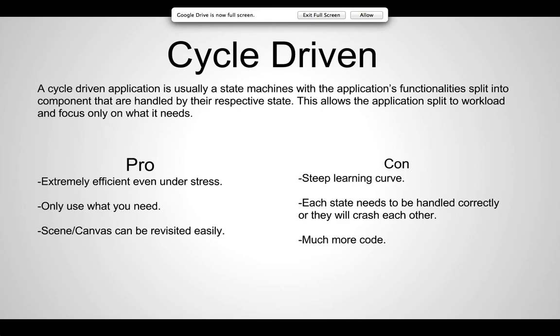You could say level 1, and once level 1 is done, go back to the main menu, start the game, and call level 2 instead. Very efficient. The biggest problem with a cycle-driven state machine is that it has a very steep learning curve. It takes a lot of practice to master. Each state needs to be handled correctly or they're going to crash each other.